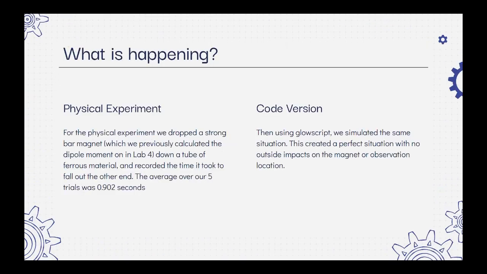So what's happening in the physical experiment? The first one is we drop a strong bar magnet, which we previously calculated the dipole moment for in lab 4, down a tube of conductive material and measure the time it took to get out the other end. The average speed for our 5 trials was 0.9 meters per second. Then we basically copy the same exact situation using a code simulation to make it ideal.